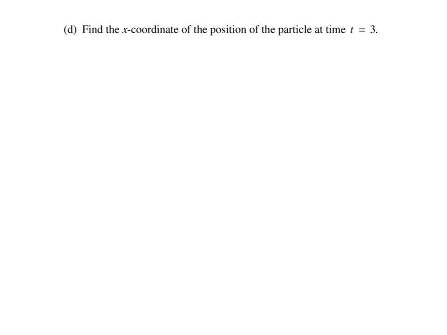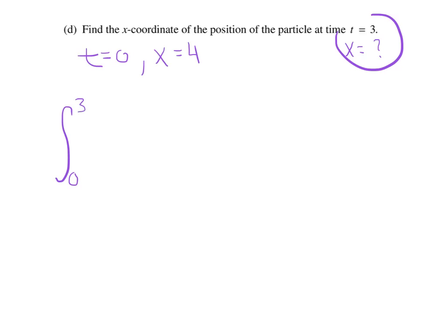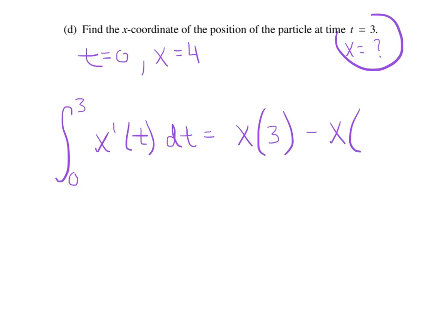Part D, we're certainly, on typical terms, expecting this to be the most challenging, and so here's what we know. We know that at t equals 0, the x-coordinate is 4, and then they're asking us, what is the x-coordinate at the moment when t equals 3? So this one's just screaming first fundamental theorem. If we integrate the x prime of t function with respect to time from t equals 0 until t equals 3, the first fundamental theorem says that's equivalent to the position at t equals 3 minus the position at t equals 0.